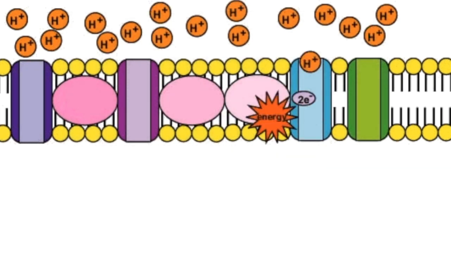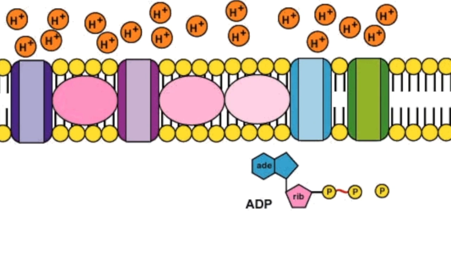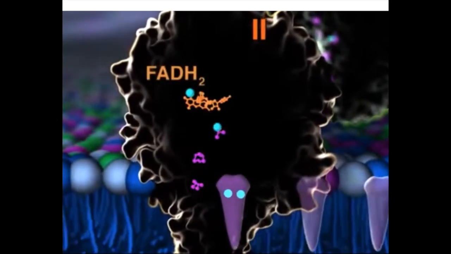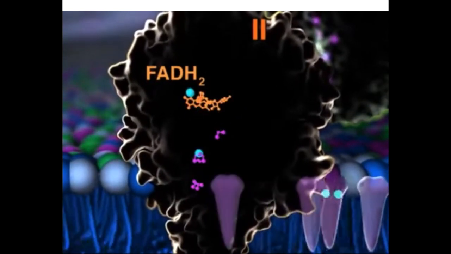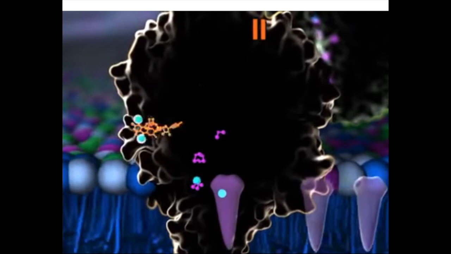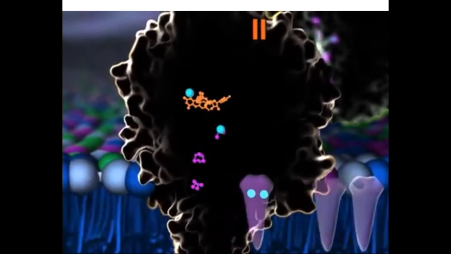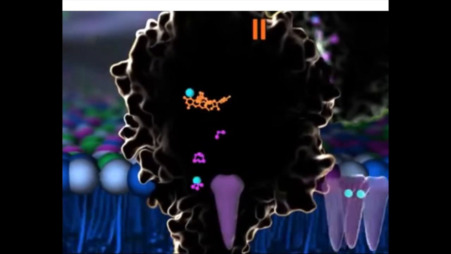Continuing with this idea, on complex 2, the FADH2 would go in and deposit its electrons. This process has a lot fewer steps on going down to being transferred all the way to the ATP synthase stage.